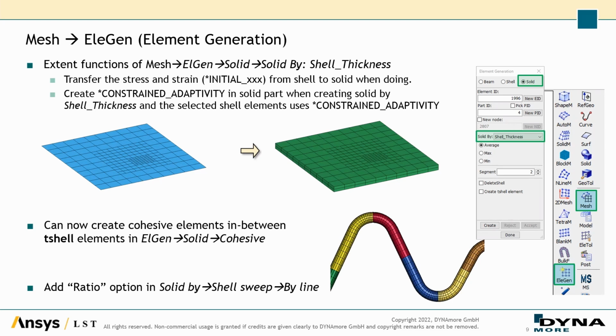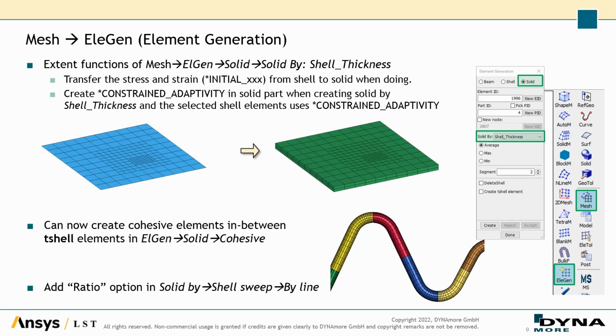The next point is for cohesive elements. Cohesive elements are used, for example, to model adhesives between two components. Element generation helps you create these elements quickly and correctly. Now also the creation of cohesive elements in between T-shell elements is possible.